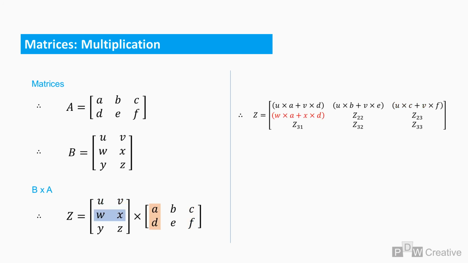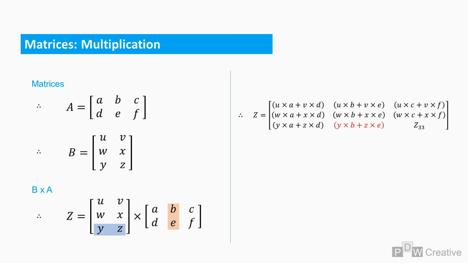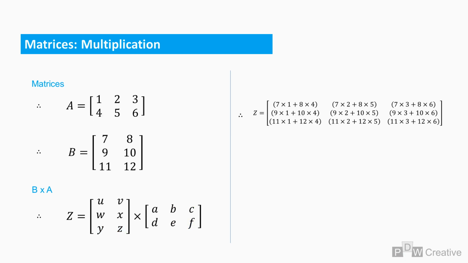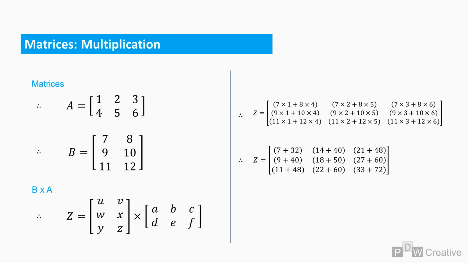Z21, Z22, Z23, Z31, Z32, and lastly Z33. Now plug in some numbers, multiply out, and add to reveal our resultant Z matrix.